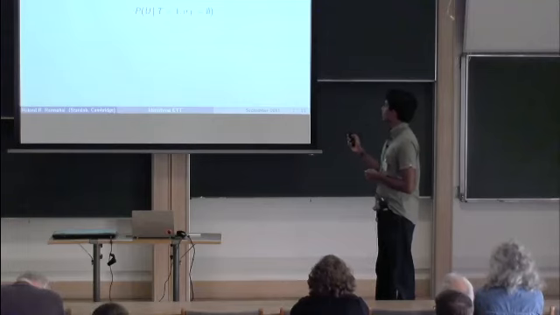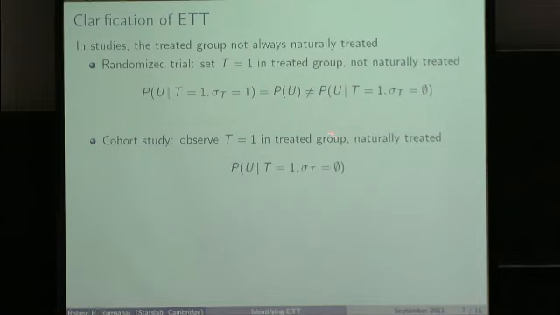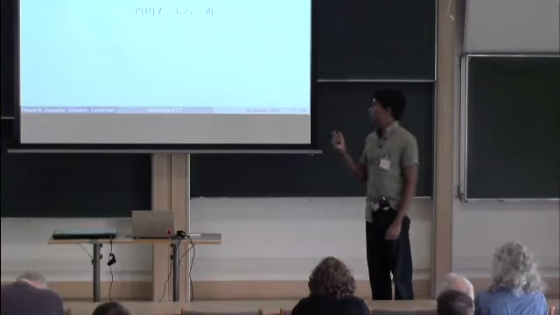In a cohort study, you don't intervene on t, so we have sigma t equal to the empty set, and this reflects the naturally treated because we haven't intervened to set treatment.